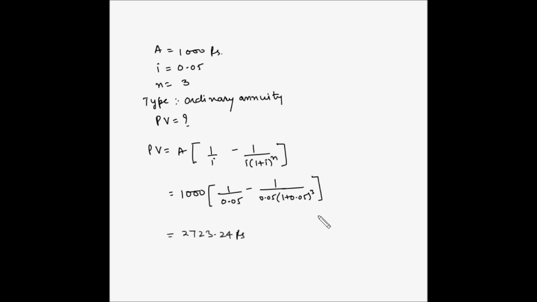Now the value that we had gotten earlier by calculating the present value for the 3 years was also the same, which was 2723.24 rupees. So instead of doing the tedious calculations, we can use this formula to find the present value of an ordinary annuity.